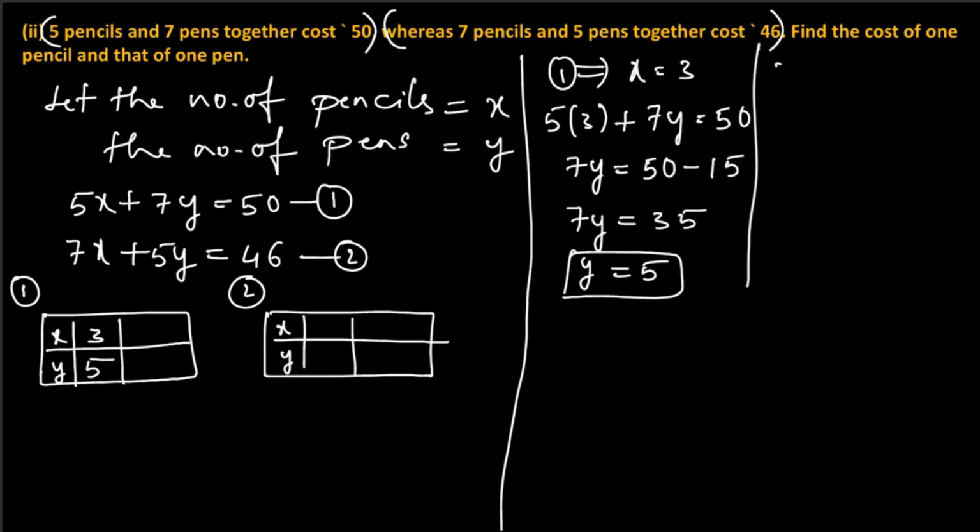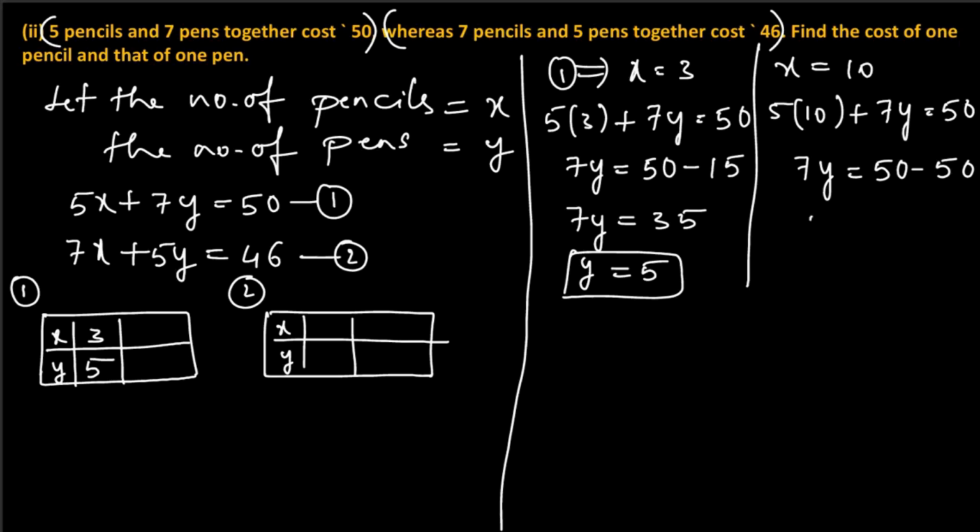If I take my x value as 10, 5 into 10 plus 7y is equal to 50. 7y is equal to 50 minus 50. 5 tens are 50, right? So y is equal to 0 by 7, where y is equal to 0. So when x is equal to 10, y will be 0.